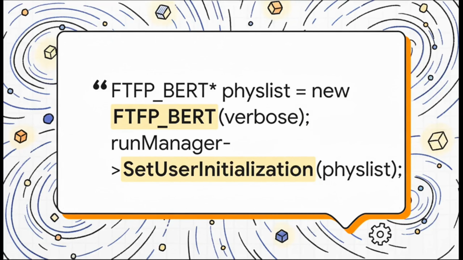And look at this. This is a perfect example of how easy it can be. This little code snippet right here, this is all it takes to load up a super powerful pre-validated physics list called FTFP_BERT. Seriously, in just 2 lines of code, you've just laid down a huge chunk of the fundamental physics for your entire universe. That's pretty amazing.